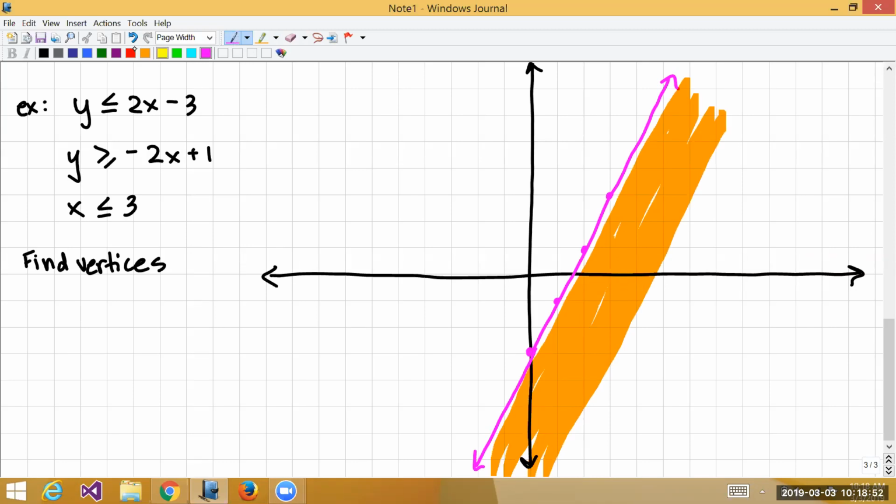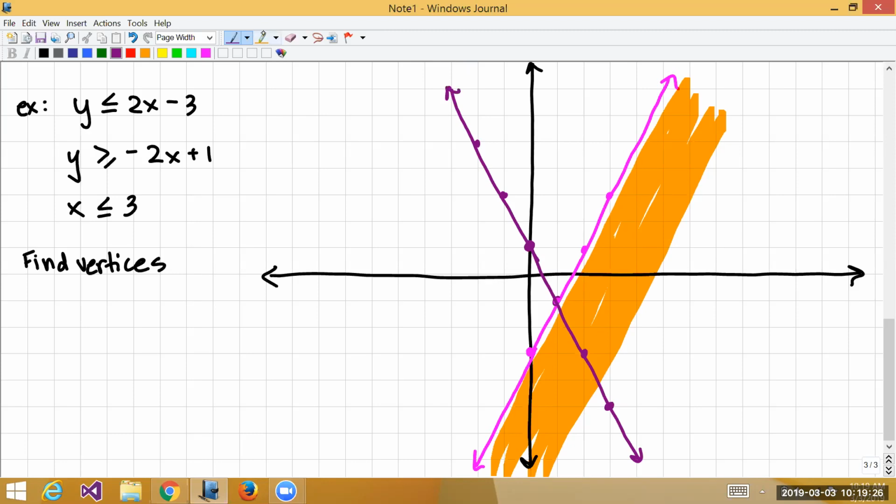Now moving on to the next equation. y is greater than or equal to -2x plus 1. So we'll go ahead and plot our y-intercept. And then the slope is -2, which is -2 over 1. So we'll go down 2 to the right 1, down 2 to the right 1, down 2 to the right 1, and that will also be a solid line. Let's draw a few more points so we can get a nice straight line.